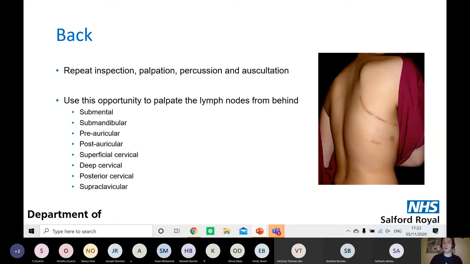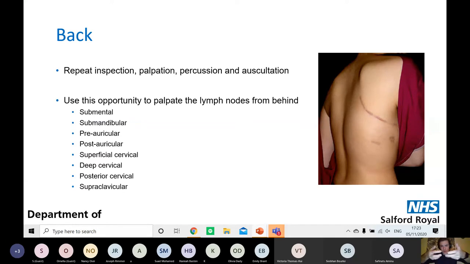There's less stuff in the way of the lungs. Do all the things that you've just done in the same way. And also whilst you're behind and you've got them sat forwards, this is a good opportunity to palpate the lymph nodes. So everybody has their own way of doing it.